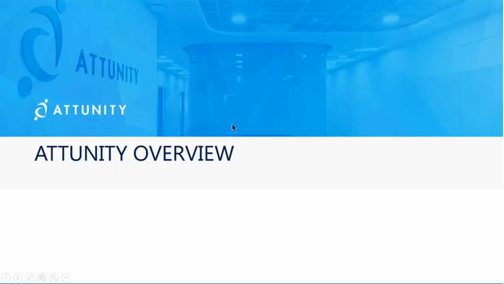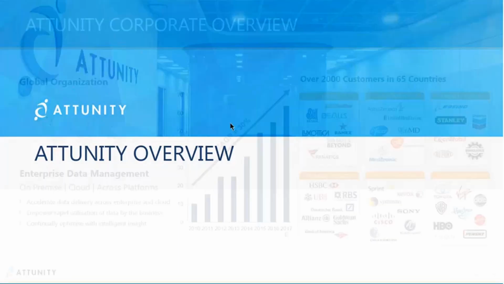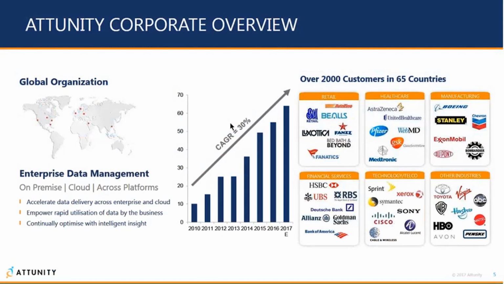Okay, so kicking off, who are Attunity? Attunity are a global organization based out of Burlington in Massachusetts in the United States, with an EMEA head office just outside London in Chertsey, and offices also in France and in Germany. We are a global software company, and we are growing about 30% year on year. We have customers in some 65 countries, I think over about 3,000 customers now, and a large number of those customers are in the Fortune top 50 companies.